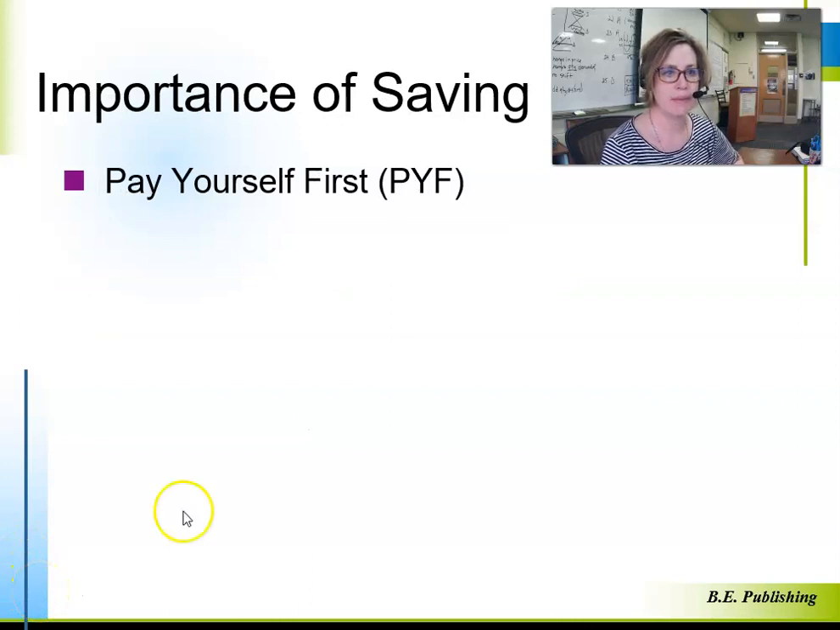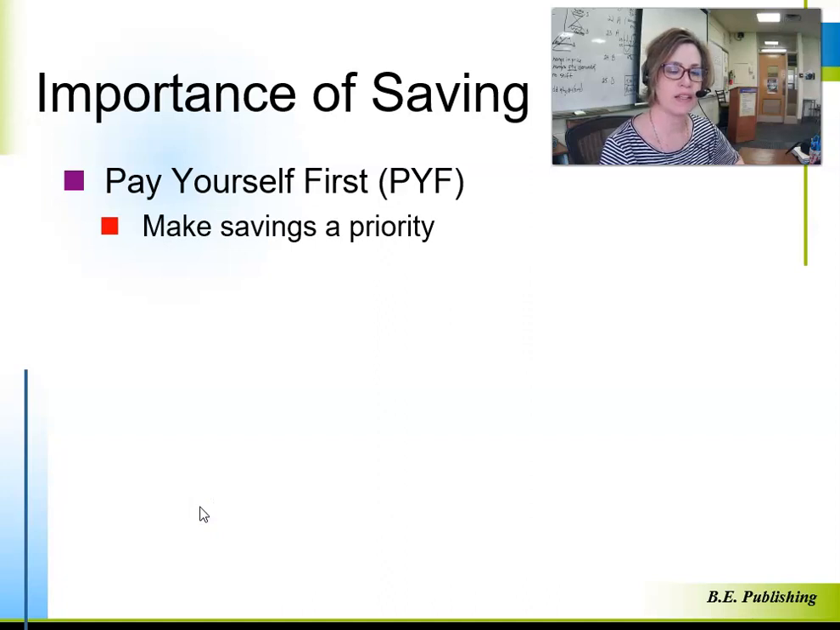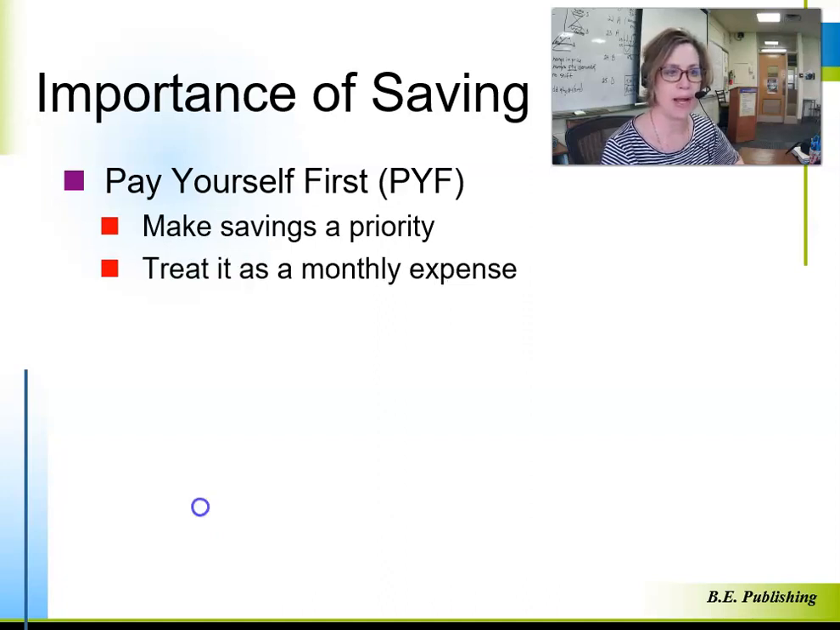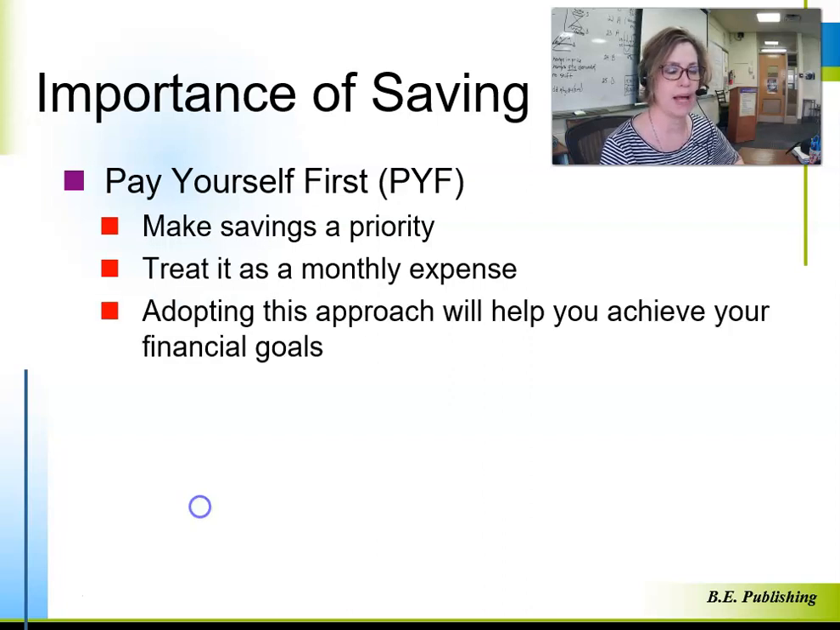You want to adopt the pay yourself first philosophy. So with this, you're making savings a priority and you're actually treating your savings as a monthly expense. Adopting this approach is going to help you reach your financial goals over time.